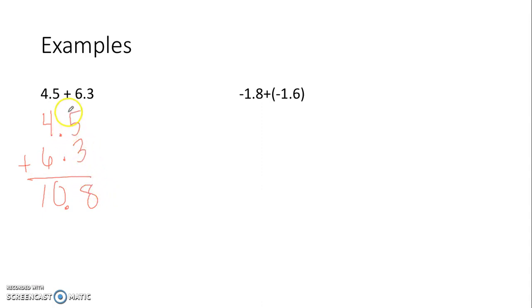Alright, so you see how we did that? We added them up. We knew it was adding because they were both positive, and then it kept the same thing. You just bring that decimal point right down with it. See, it's right down. You need to keep that decimal point the same.